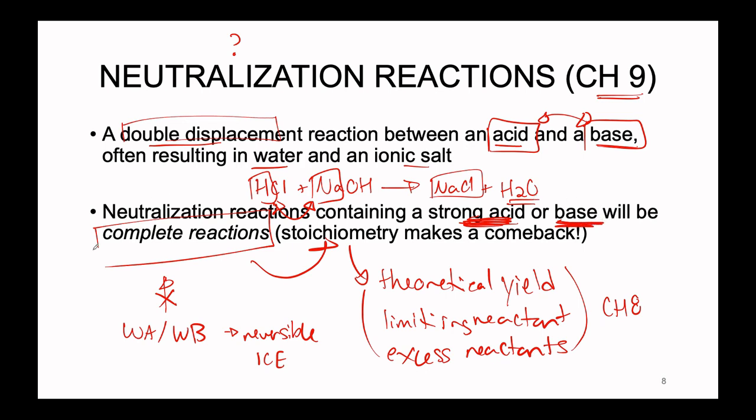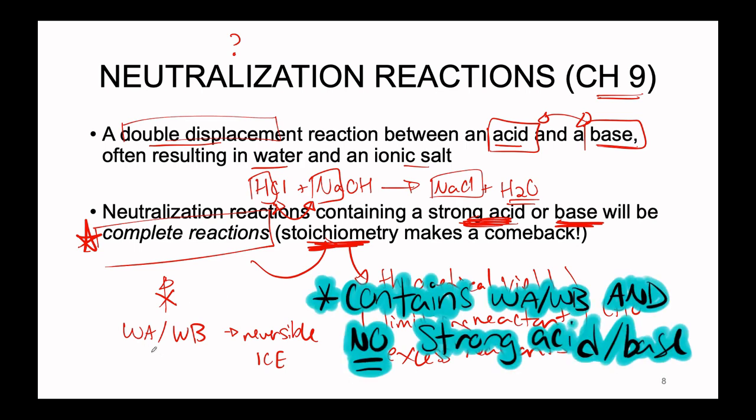If it does, your reaction will be complete, and you're going to have to use stoichiometry to figure out a theoretical yield, limiting reactant, excess reactant, whatever it is that you're looking for. If your reaction involves a weak acid or a weak base, it is going to be reversible, and you're going to need to use the equilibrium calculations that we've been working with.